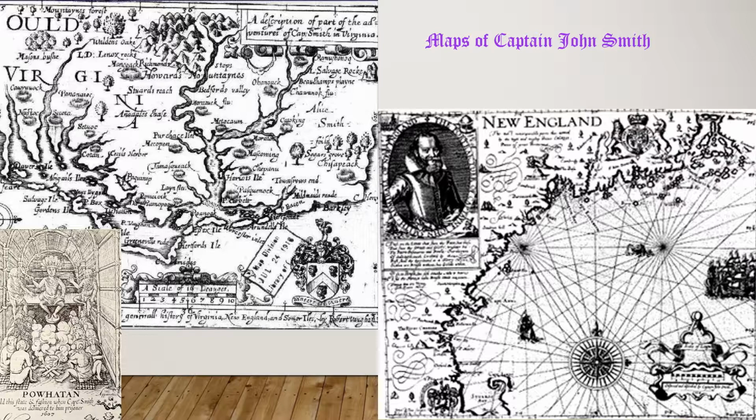The image on the right, where it says New England, and you see John Smith's picture up there in the corner, says this is drawn by John Smith. So he did, in fact, draw this map. Now, what's important about these two drawings is, if you take either one of them and overlay them over a modern map, you can kind of tell what John Smith was trying to drive at.